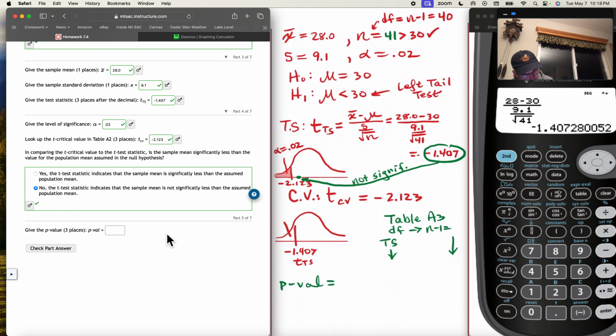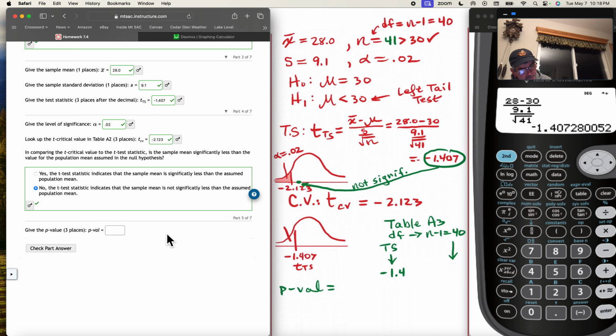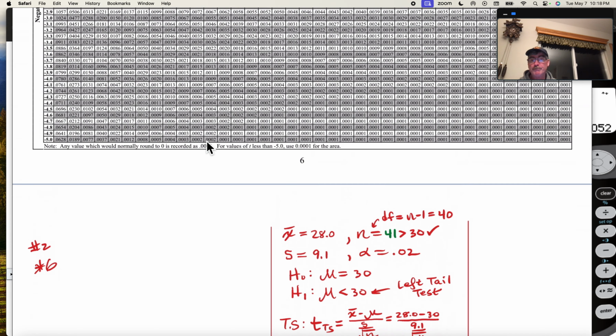So we're going to have to do negative 1.4 on the table. Let's round that to one place after the decimal. It's 40 degrees of freedom, we decided up at the top. So we'll just figure out what is the area to the left. This is a left-tail test, so this should work out pretty easily. Negative 1.4 and 40 degrees of freedom. This is table A3.